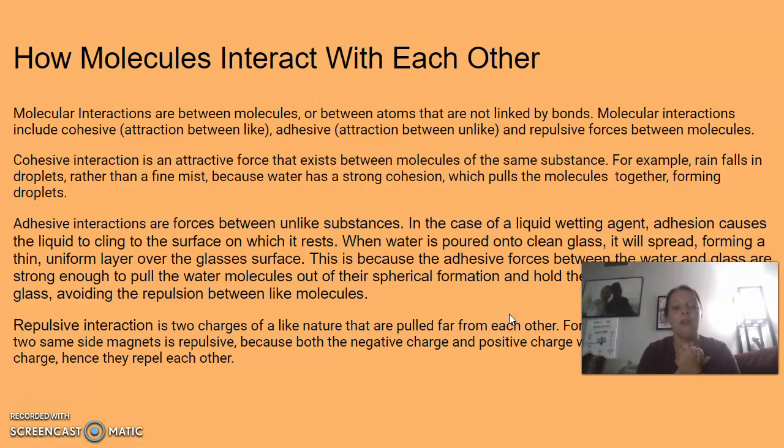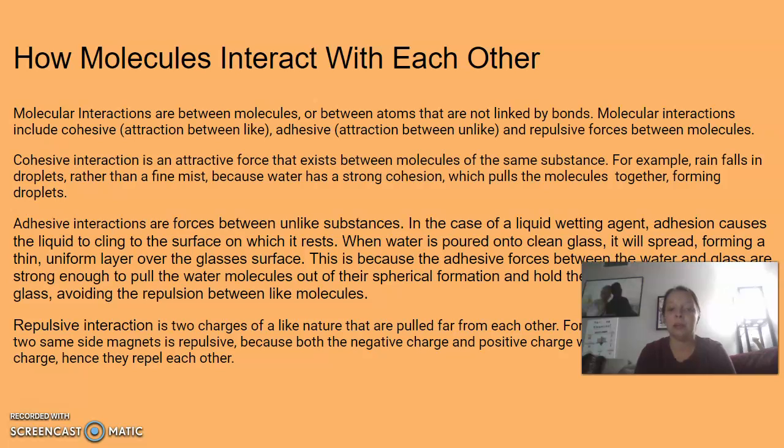and then how molecules interact with each other. So molecule interactions are between molecules or between atoms that are not linked by bonds. Molecular interactions include cohesive attraction between like, adhesive attraction between unlike, and repulsive forces between molecules. Cohesive interaction is an attractive force that exists between molecules of the same substance. For example, rain falls in droplets rather than a fine mist because water has a strong cohesion, which pulls the molecules together, forming droplets. Adhesive interactions are forces between unlike substances.